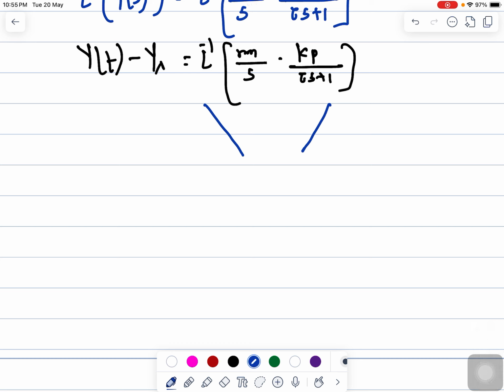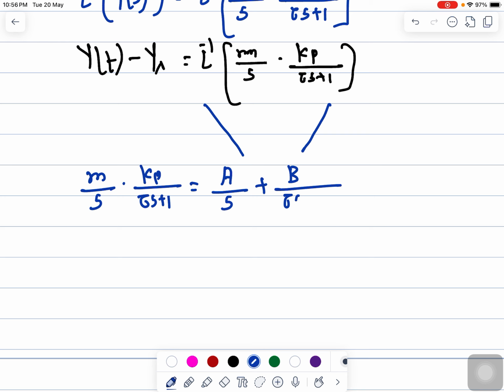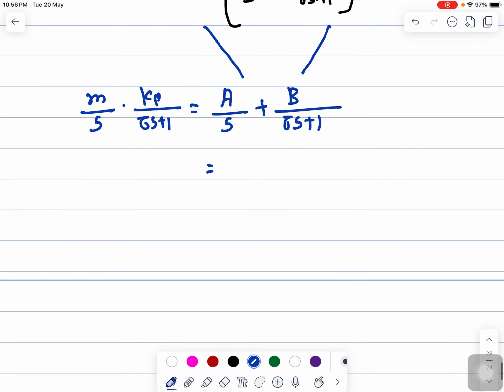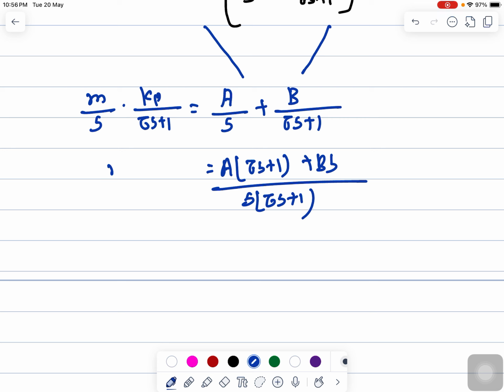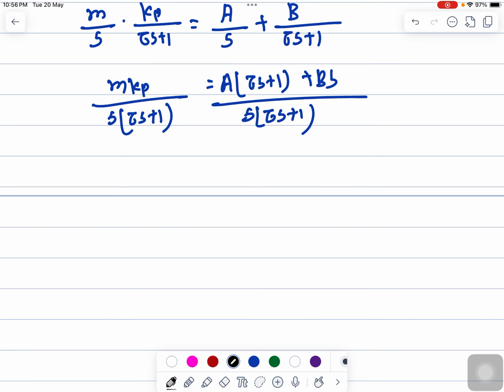So I can write M divided by s into Kp divided by tau s plus 1 as A divided by s plus B upon tau s plus 1. That can be written as A into tau s plus 1 plus Bs divided by s into tau s plus 1, which equals M Kp divided by s into tau s plus 1. This is just a simple partial fraction that you would have done in class 12th. Now we can compare the coefficients on both sides, so the value of A you get from here will be equal to M Kp.